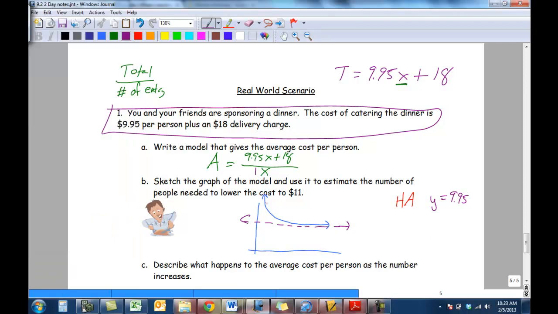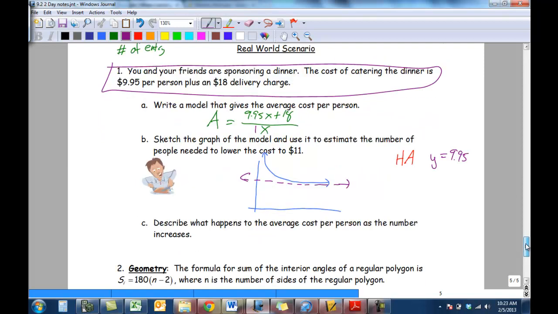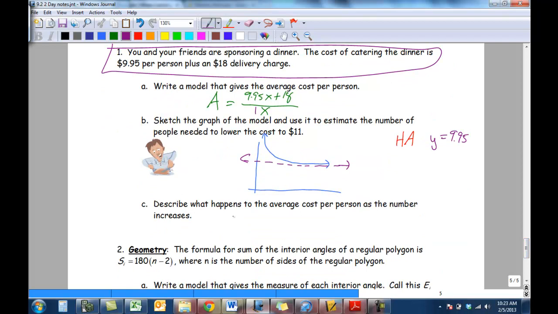So let's think about why. Why is this graph coming down so quickly, and then it kind of slows down and skates along this graph? Well, that's what's happening in part C. Describe what happens to the average cost per person as the number increases. What happens if one person comes?